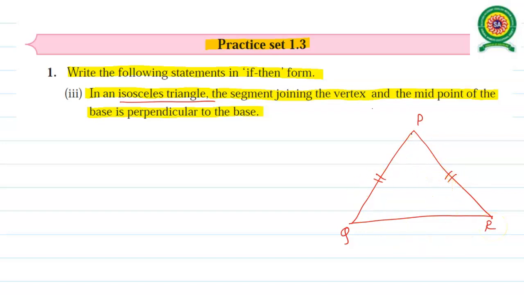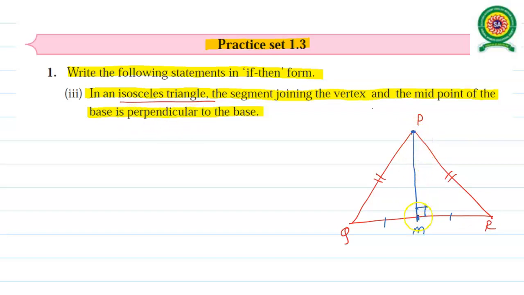So the segment joining the vertex, suppose I consider the vertex P, and the midpoint of its base. Suppose the base is QR, and consider its midpoint as M. The point which divides segment QR into two equal parts is known as the midpoint of the segment. So let us join PM. It should be perpendicular to the base.